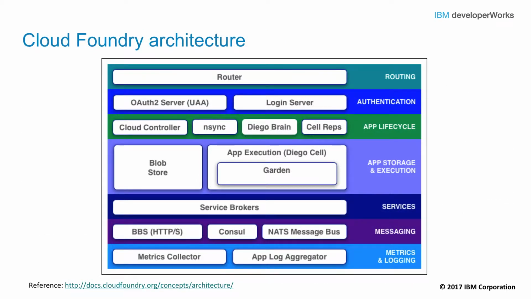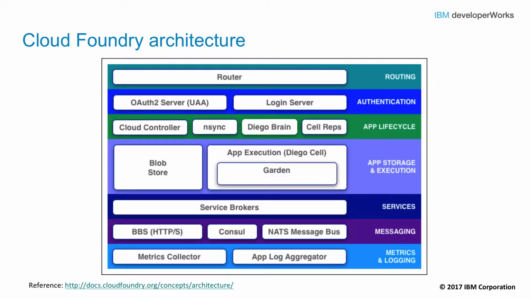This diagram shows the Cloud Foundry architecture and components from an operations perspective. The router routes incoming traffic to the appropriate component, usually the cloud controller or a running application on a cell. The authentication layer is implemented through an OAuth server. The login server also works with that to provide identity management services.